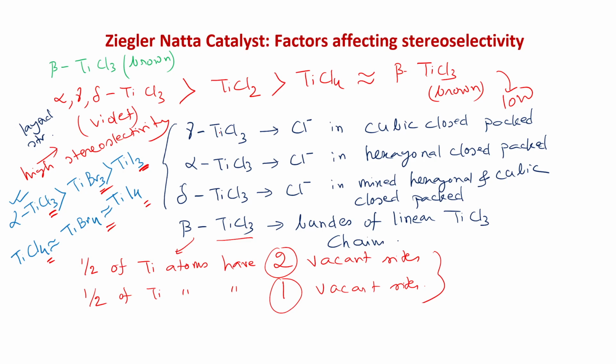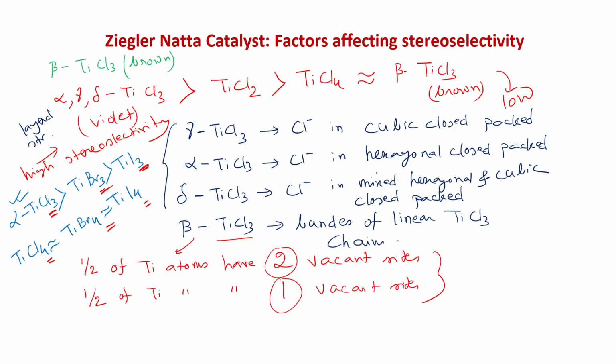So what are the differences between these four forms? For gamma TiCl3, the Cl minus is in cubic close packing. So there are differences in the crystal networking actually, and the dynamic microstructure is responsible for the different versions of this TiCl3.